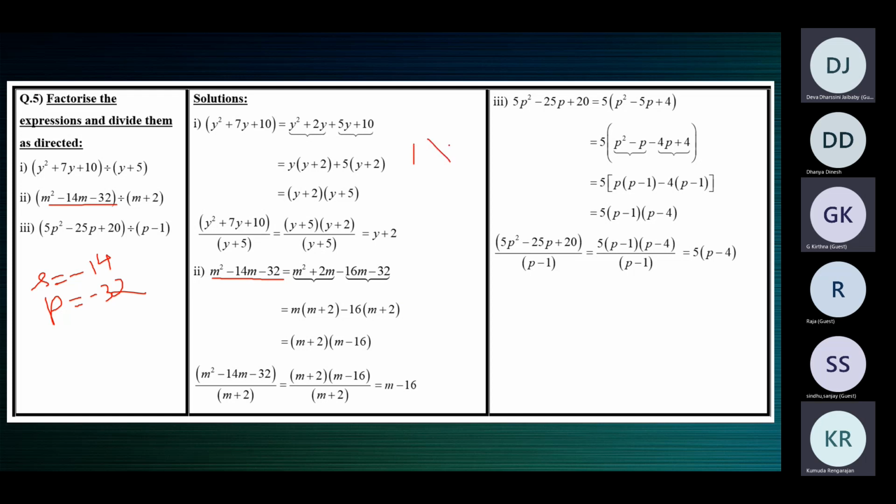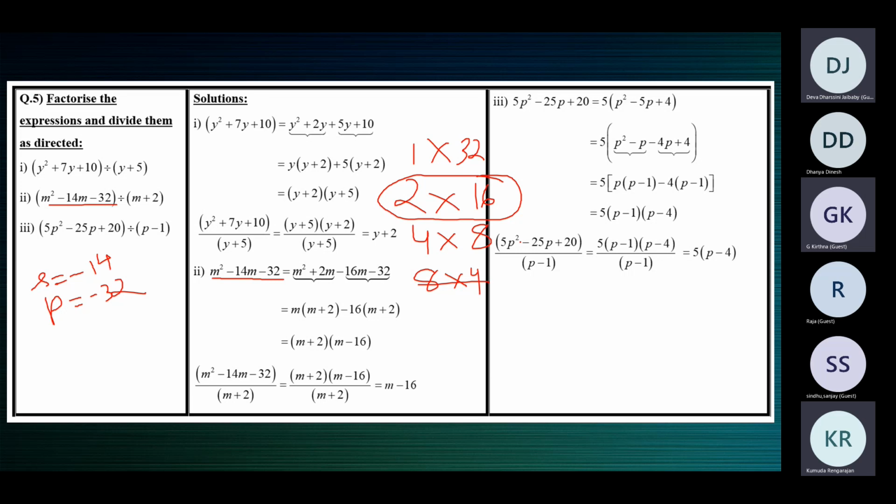1 into 32. Then 2 into 16. 3 is not possible. 4 8s are 32. 5 not possible. 6 not possible. 7 not possible. Then 8 4s are 32, so cancel this out. Now, this is the pair that can give you 14. The others cannot give you 14. 1 and 32 will not give you 14. 4 and 8 will not give you 14. Only 2 and 16 can give you 14. So use 2 and 16.